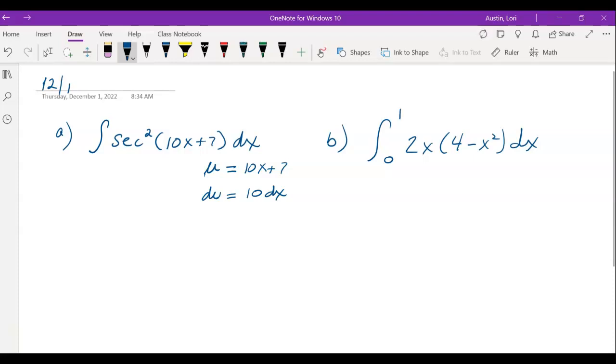Does that make more sense? Think of it that way. It's kind of a simpler way to do it. Okay, it makes sense that the dx is out there on the other side.